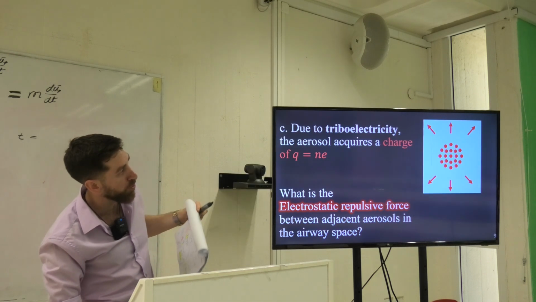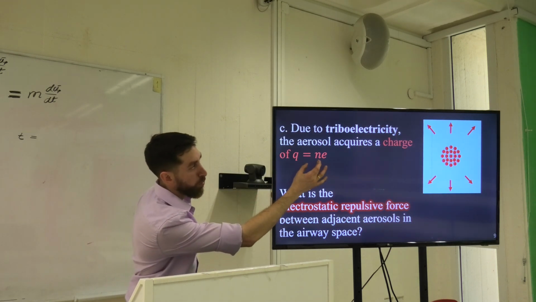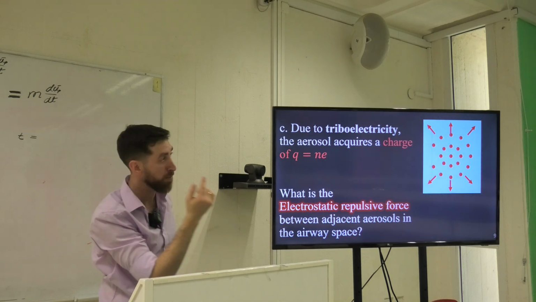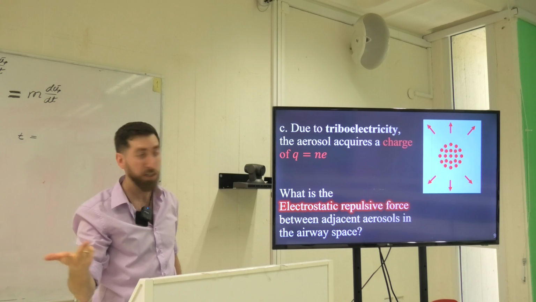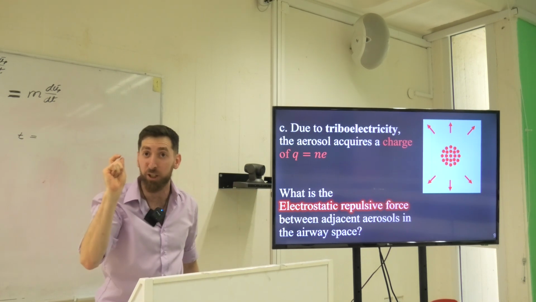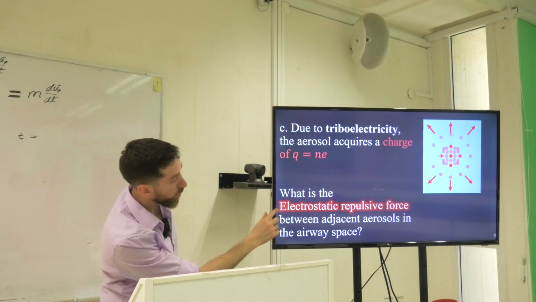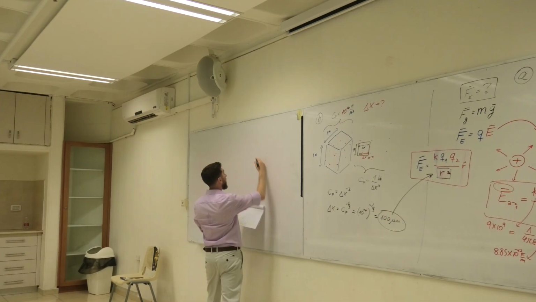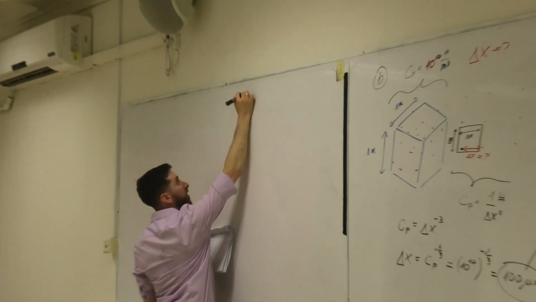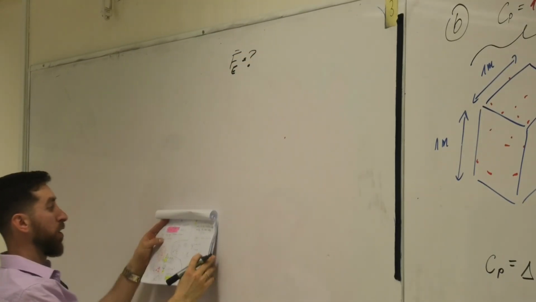We have some particle with the charge Q equal NE. I'm going to remind you, N is a natural number, counts, and E is the charge that electron has. Okay, and I want to ask, what is the electrostatic force of repulsion? So back to the board. We're interested in finding out what is Fe in our case, right?